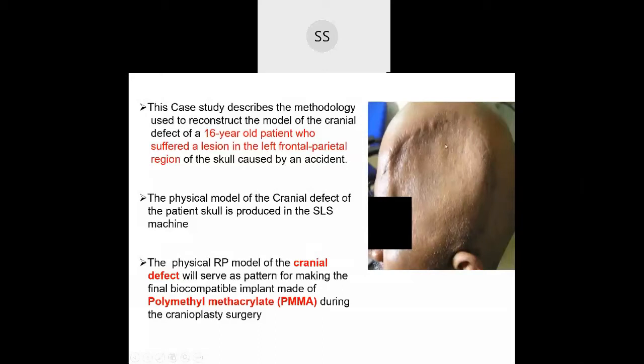So for this we considered a 16-year-old patient, and the physical model we are going to create, we use polyamide SLS technology to create this model, and this can be used as an implant. Indirectly, you can make it as a pattern and make a mold using this pattern. Once you remove the pattern, you pour the biocompatible material like polymethyl methacrylate that will be used for the cranioplasty surgery, right?